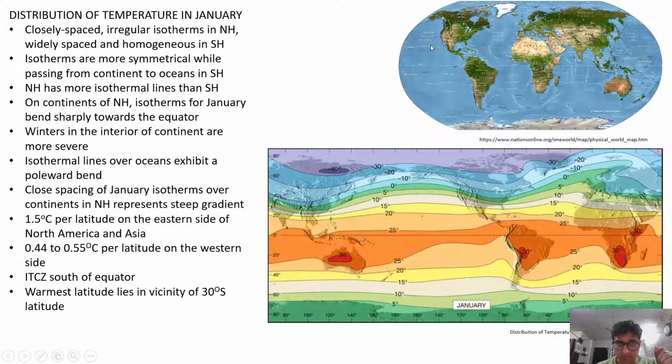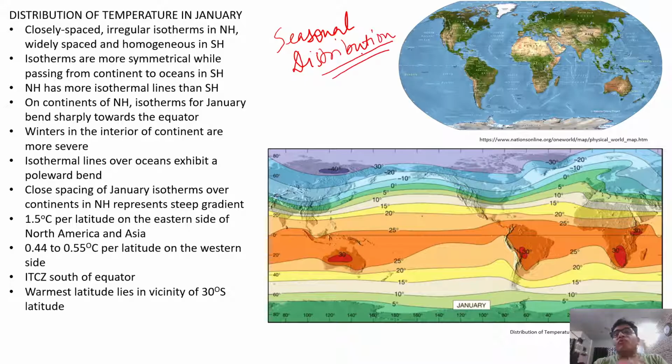So, when we talk about the seasonal distribution, let us see what are some facts about these isotherms. This map I have just put over here to show you that in the northern hemisphere there is a lot of land, while in southern hemisphere there is a lot of ocean or water bodies. So as a result, what will happen?